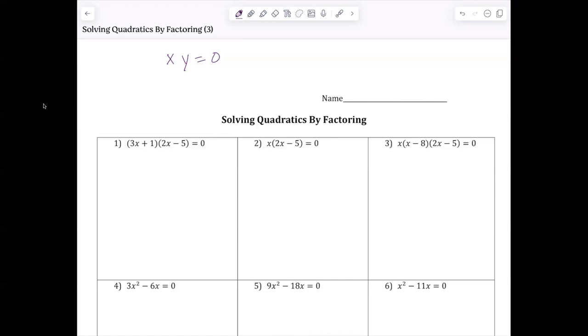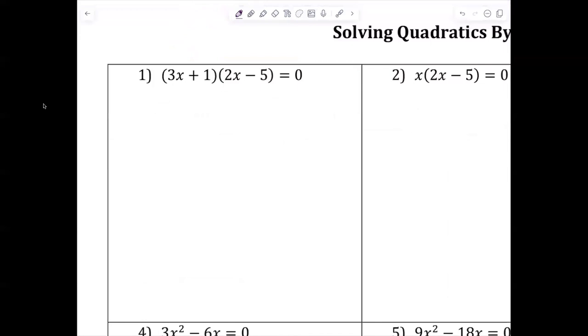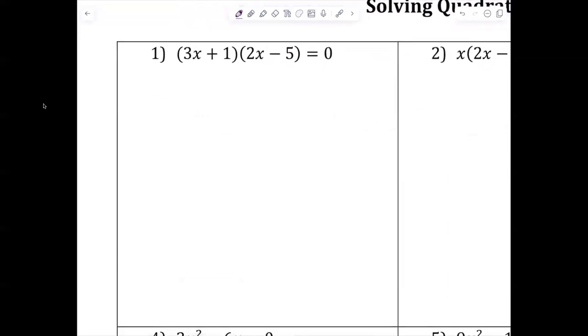So what exactly does that mean for us right here? One of these has to be 0. So what exactly does that mean? That means 3x plus 1 has to equal 0, or 2x minus 5 has to equal 0. That's how easy it is. And now you just solve those individual equations.